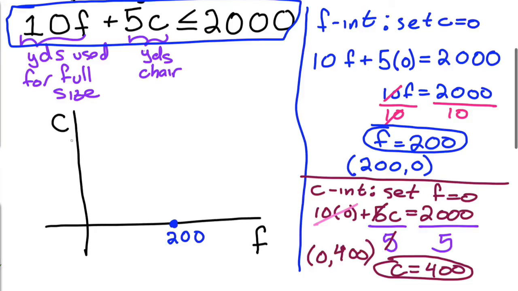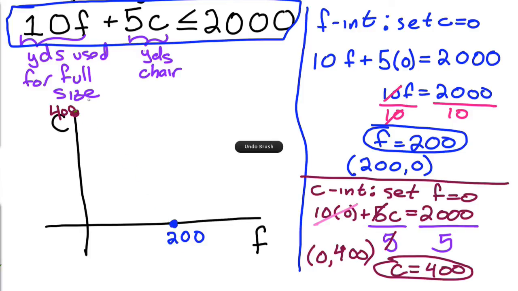Okay, so if I plot that, let's just say it's right there. That's 400. Now using that, I can plot my line. So this is the line 10F plus 5C equals 2,000 would be connecting these 2 points. So I'm going to try my best to draw a straight line. You ready? Set, go. Oh, that's not a very good straight line.